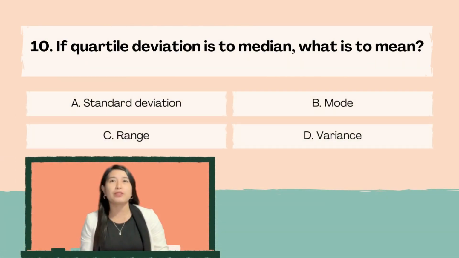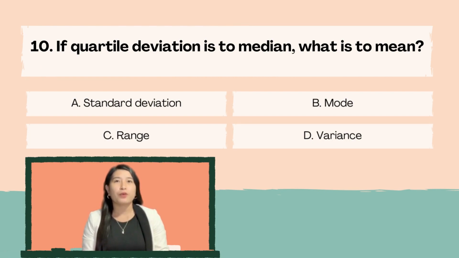For question number 10, if quartile deviation is to median, what is to mean? A. Standard deviation, B. Mode, C. Range, D. Variance. You have 15 seconds and your time starts now.